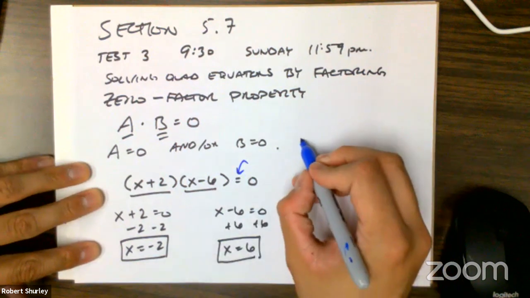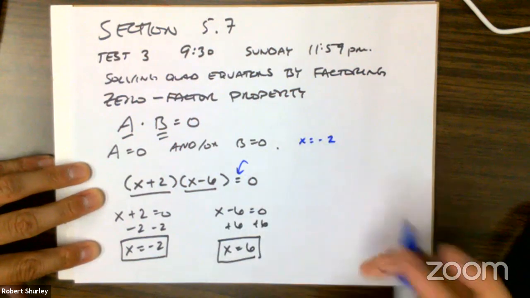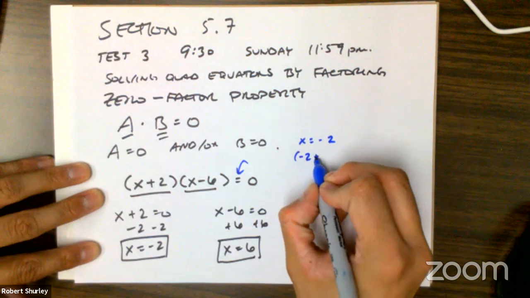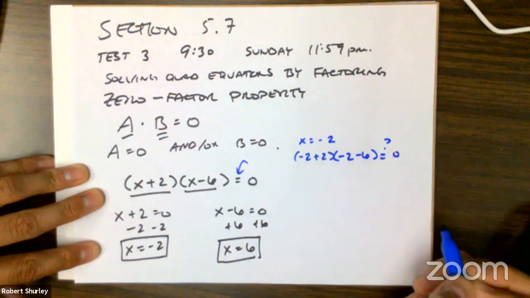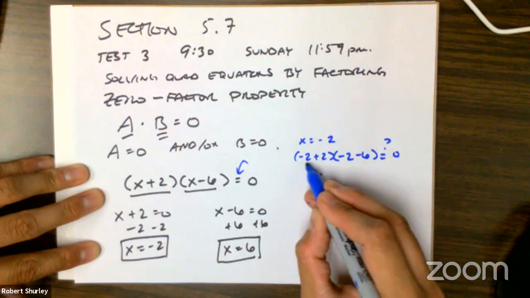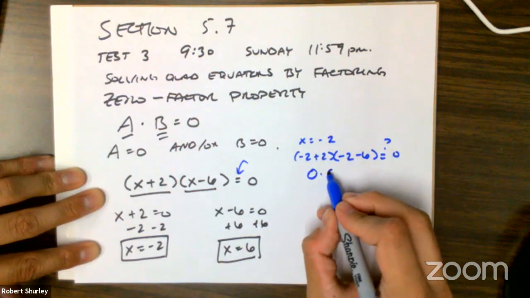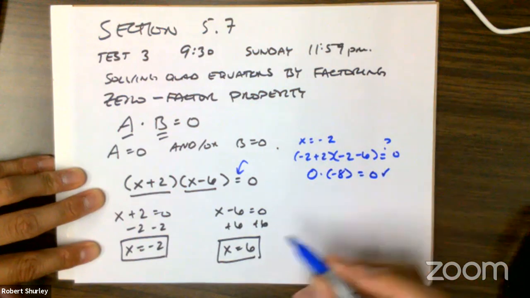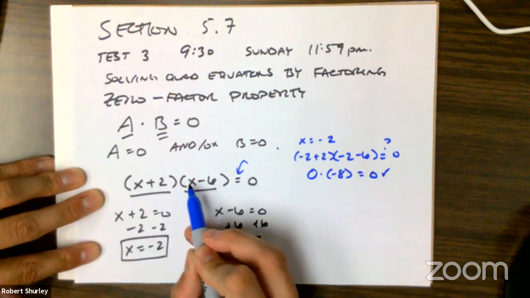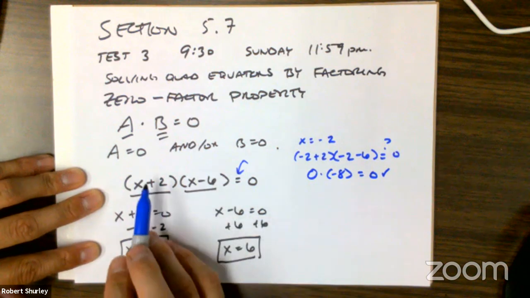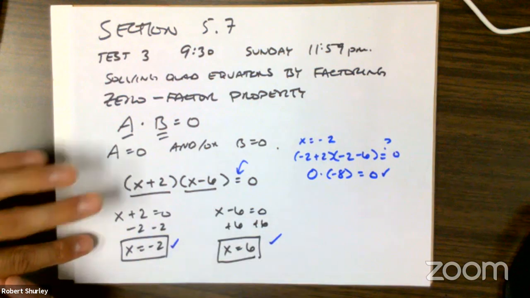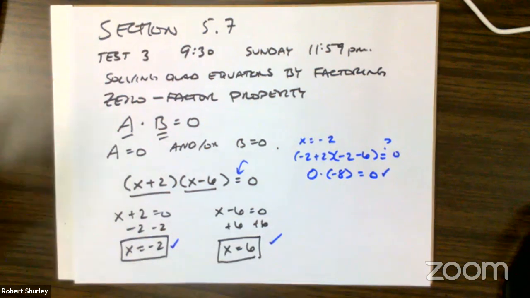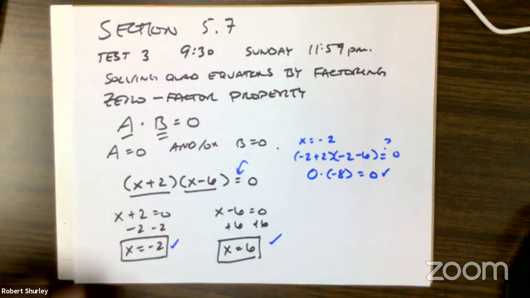So if I put in x equals -2, just to check to make sure I'm right, you'd have -2 plus 2 times -2 minus 6. And we want to know, is that equal to 0? Well, you'd have 0 times, because -2 plus 2 is 0, times -8. Well, yeah, that's 0. Same thing with 6, because it makes that factor 0, right? 6 minus 6 is 0, times this would be a +8. So 0 times 8 would be 0. So this one works out as well. So they both work out. Okay, that's a basic example with the zero factor property. And you'll see the very first of your homework is just that example.